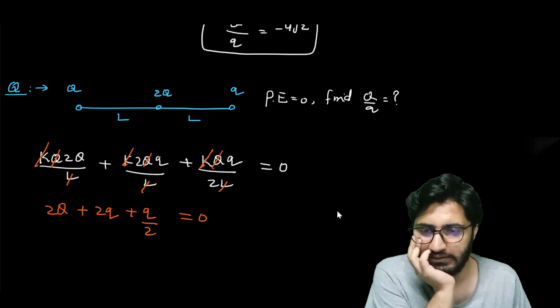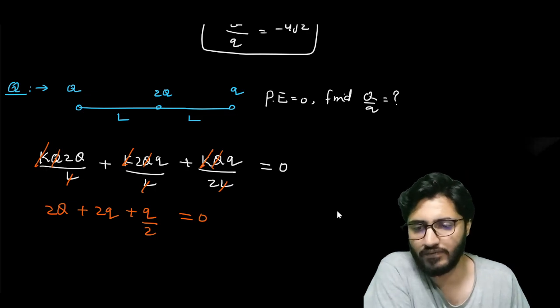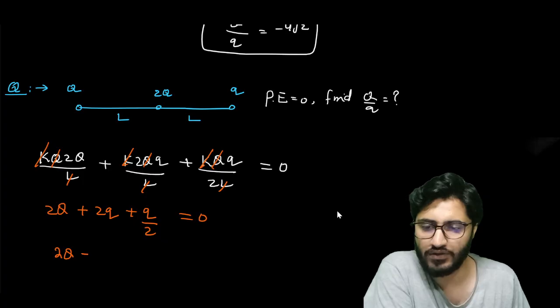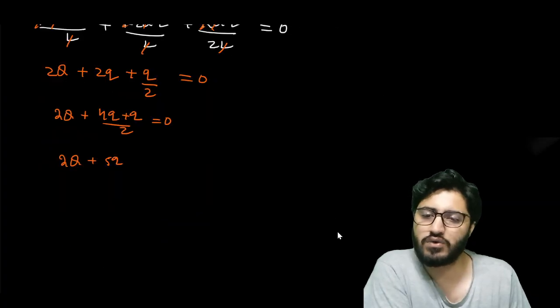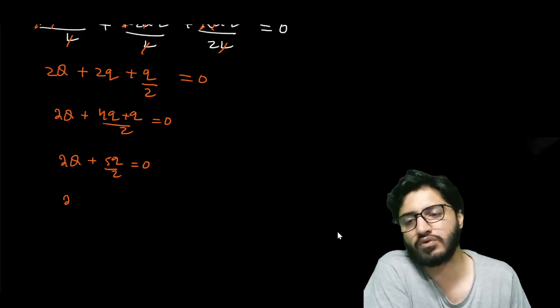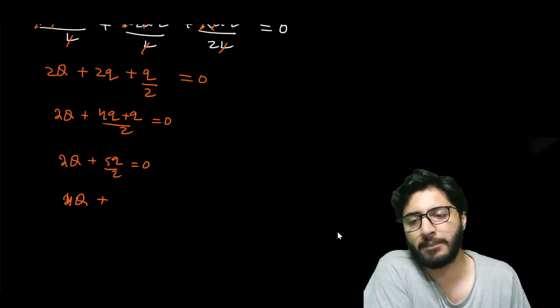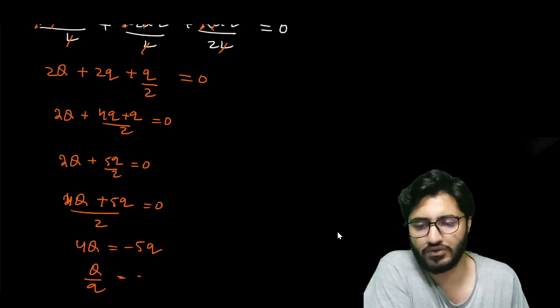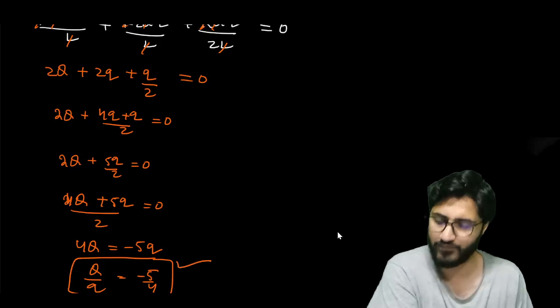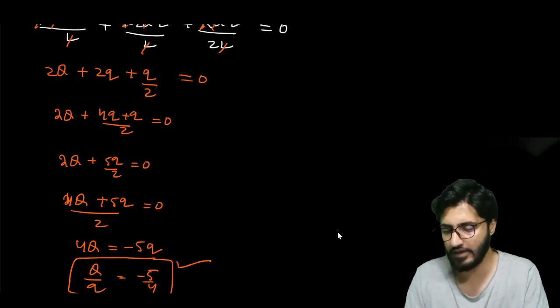Okay. Look now, I can write: 2q plus 2q is 4q, plus Q by 2 equals 0. So I can write 4q plus 5Q by 2 equals 0? Then 4q is equal to minus 5Q. So I guess Q by q is equal to minus 5 by 4. Q by q is minus 5 by 4.